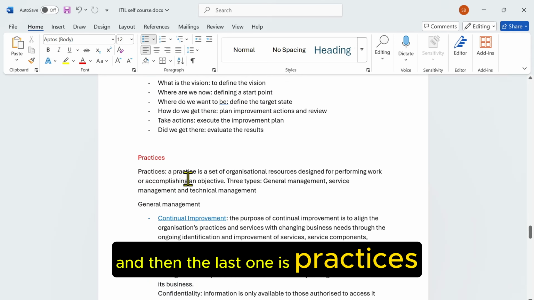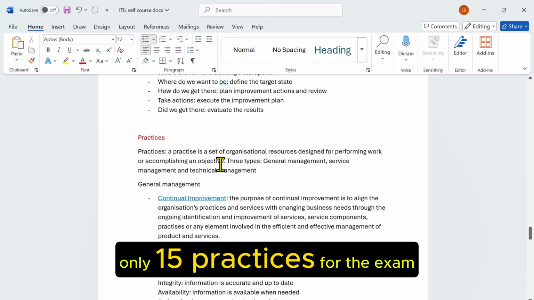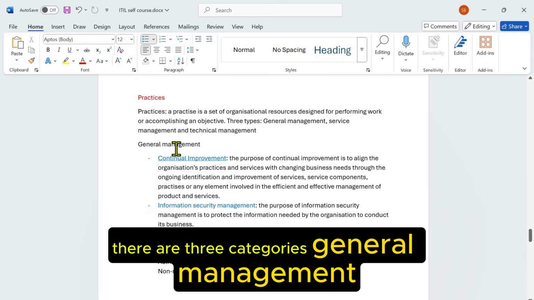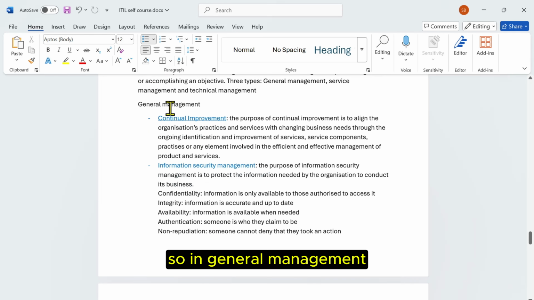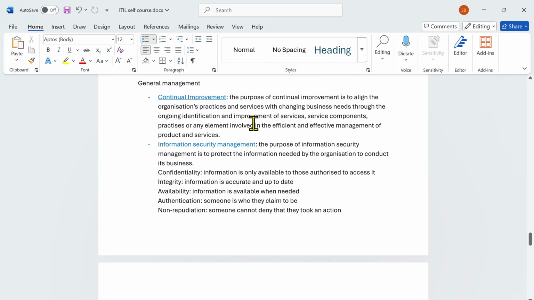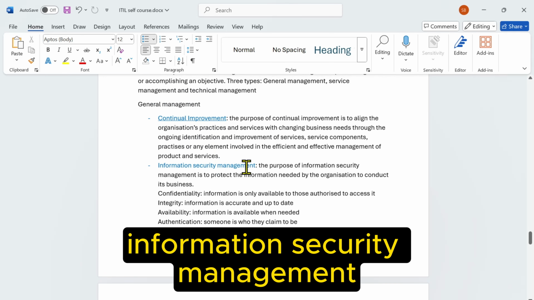And then the last one is practices. There are so many practices, but you have to remember only 15 practices for the exam. So what is the definition of practices? There are three categories: general management, service management, and technical management. In general management, you have four practices that you need to remember. So this one, continual improvement, information security management.